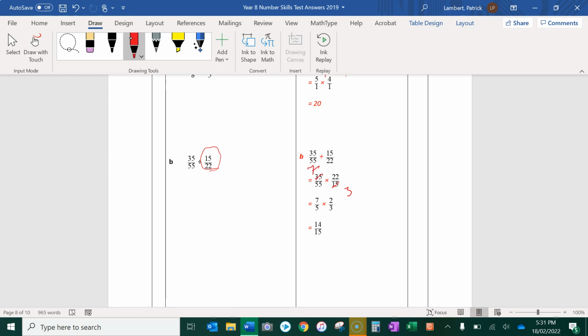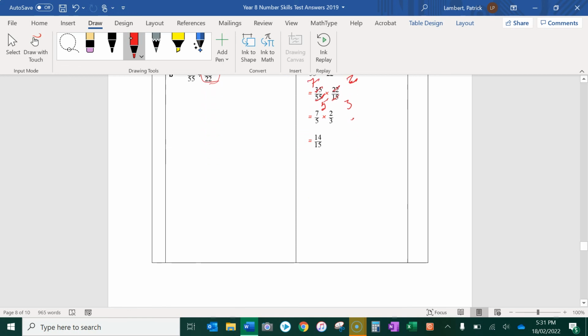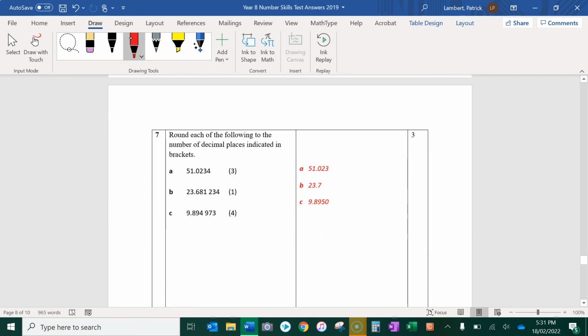Now, over here, 11 goes into this twice. And then 11 goes into this 5 times. So we've got 7 times 5 times 2 over 3. It's 14 over 15. Just multiply across the top and across the bottom.